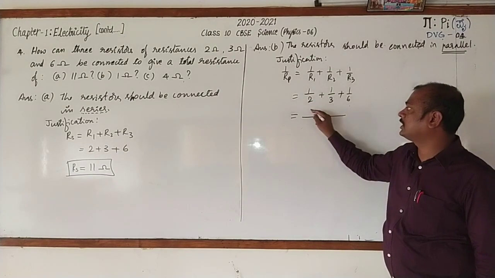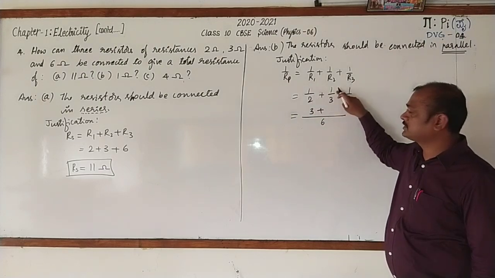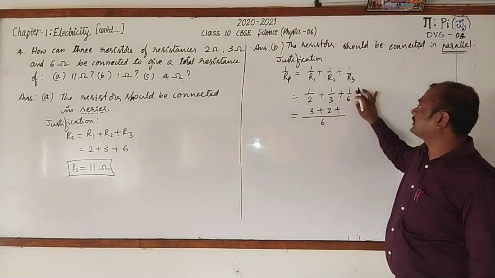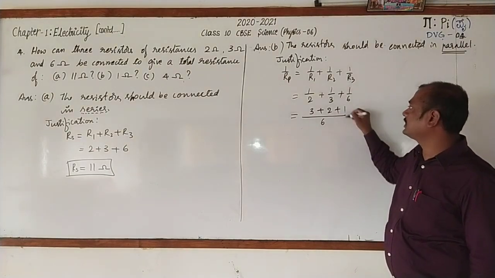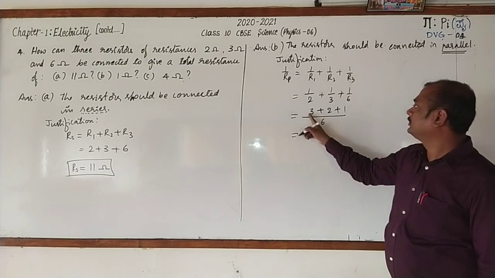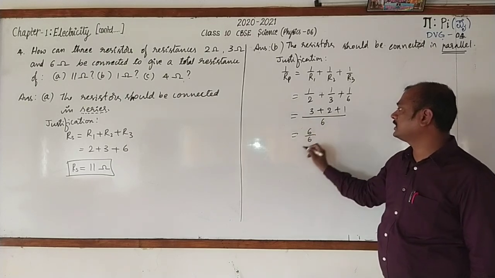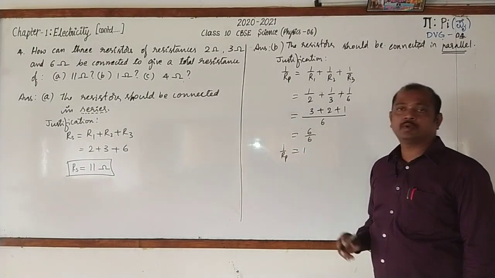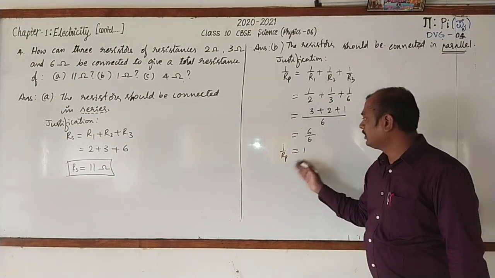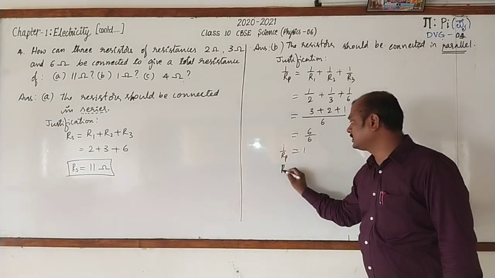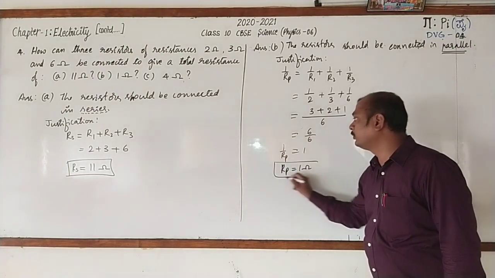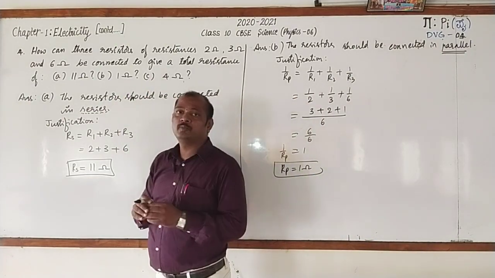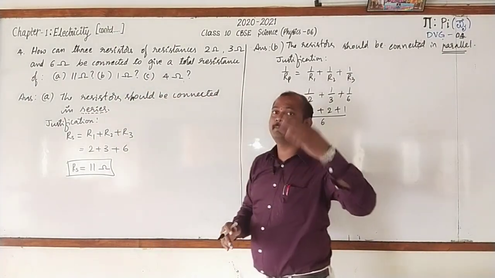Multiply LCM with the first term. Here 2 3s are 6, 3 1s are 3. Multiply 6 here. 3 2s are 6, 2 1s are 2. Multiply 6 here. 6 1s are 6, 1 1s are 1. It is equal to 3 plus 2 plus 1 by 6. 6 by 6 is 1. 1 by Rp is equal to 1. Cross multiply. 1 equal to Rp. Rp equal to 1 ohm. See that? To get the lowest one, that is 1 ohm, we have to connect the resistors in parallel.